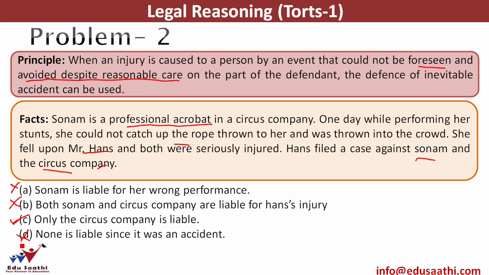So in this case, the right answer is only the circus company is liable for not taking care of the fact that if the person is not able to catch the rope, that person is not thrown into the crowd. Rather, there should have been nets or sponges provided for such cases by the circus company. So Mr. Hans can claim damages from the circus company only, not Sonam.